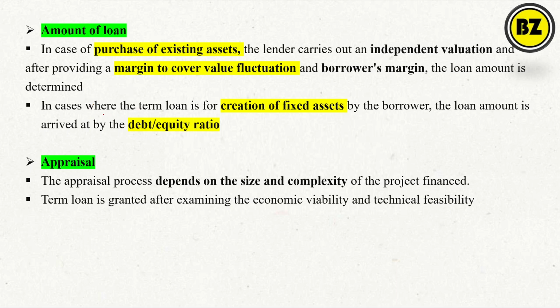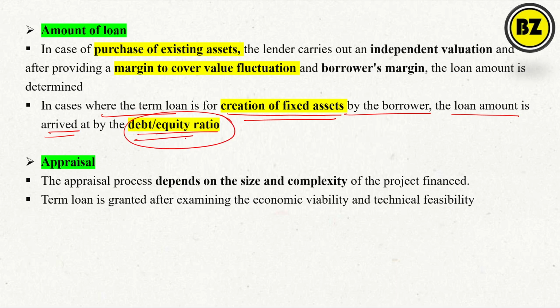Now in case where the term loan is for creation of a fixed asset by the borrower, the loan amount is arrived at by the debt equity ratio of the company. Okay, so if there is no existing asset, you are going to create the fixed asset from the loan proceeds. For example, you are going to purchase plant and machinery. In such cases, you can only calculate the debt equity ratio and sanction the loan.